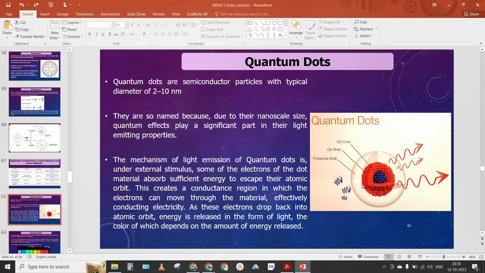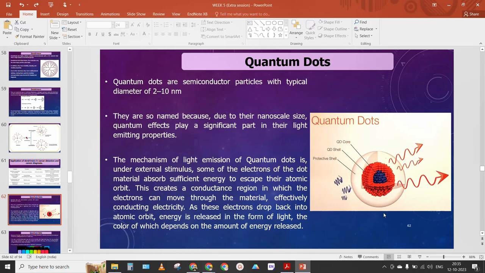Some of the electrons of the dot material absorb sufficient energy to escape their atomic orbit. This creates a conductance region in which the electrons can move through the material, effectively conducting electricity, as these electrons drop back into atomic orbit. In this way, the energy is released in the form of light, the color of which depends on the amount of energy released. So quantum dots can emit many different kinds of colors, which depends on how much energy is released from the quantum dots.